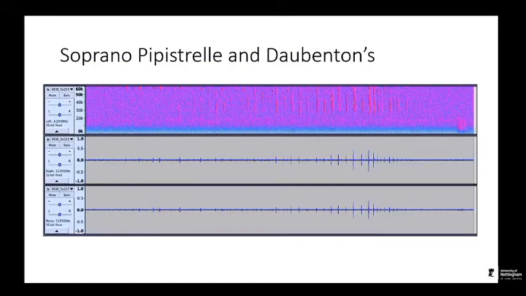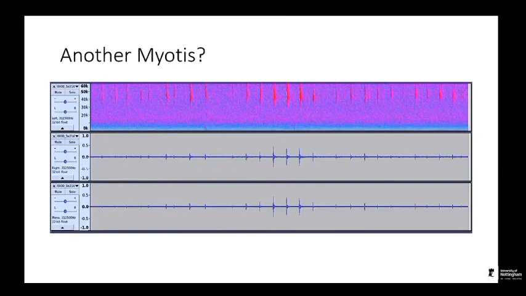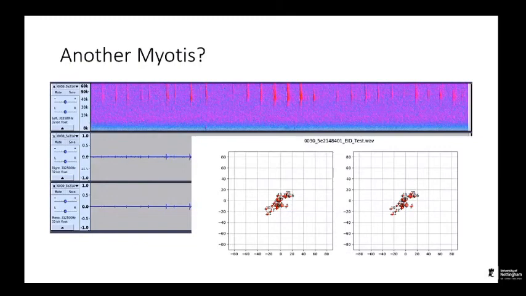This, if you look at the start of it, we've got a Soprano Pipistrelle and then the Myotis type call. And you can see that we've got a Pipistrelle flying around and then the Daubenton on the river. I thought this was a Myotis as well, but it's not horizontal on the river. So it was either a Daubenton flying around before it started foraging over the water, or it was a different Myotis species, I don't know.